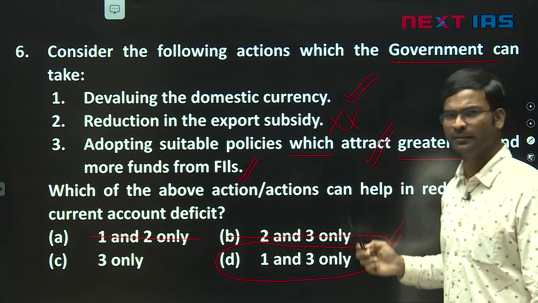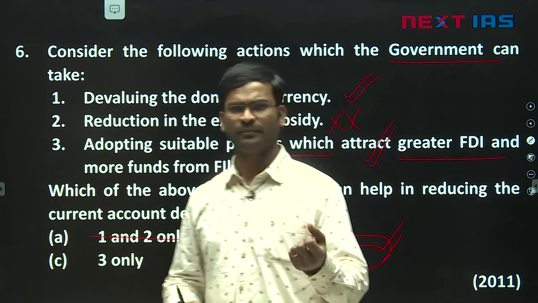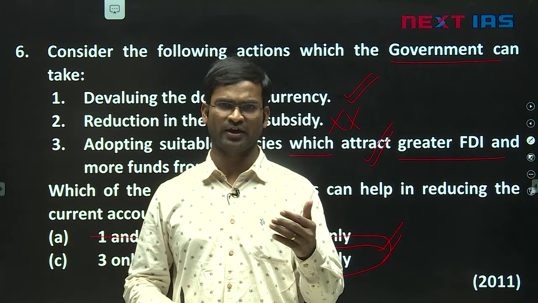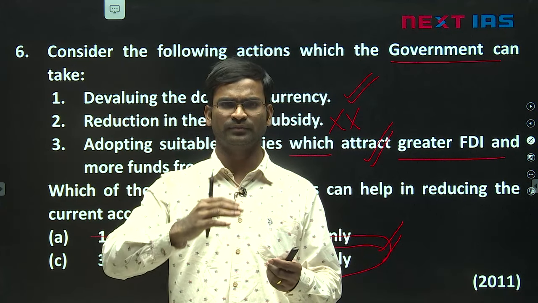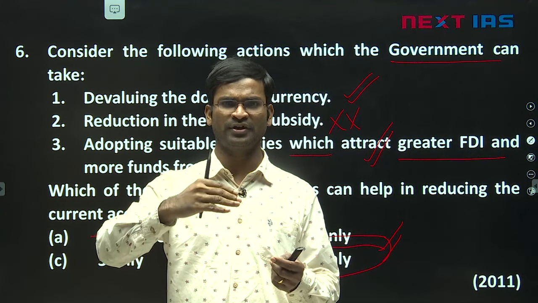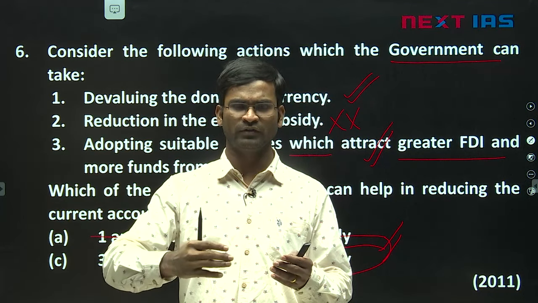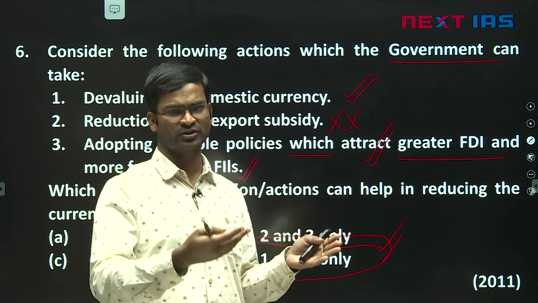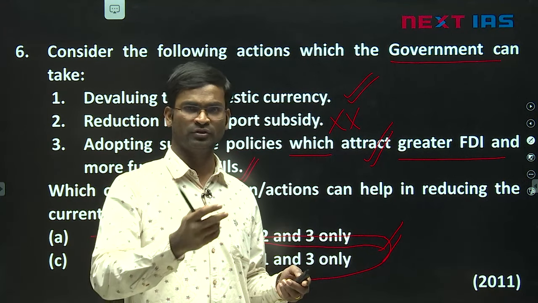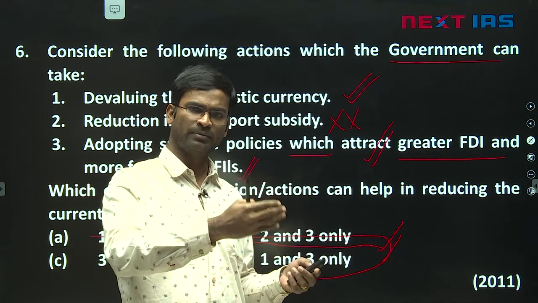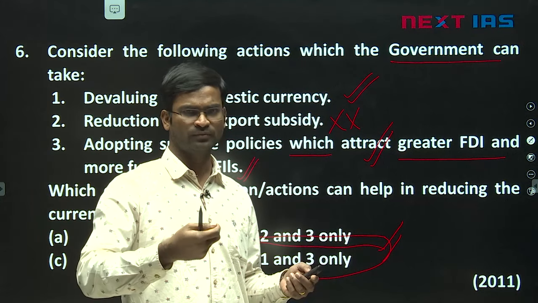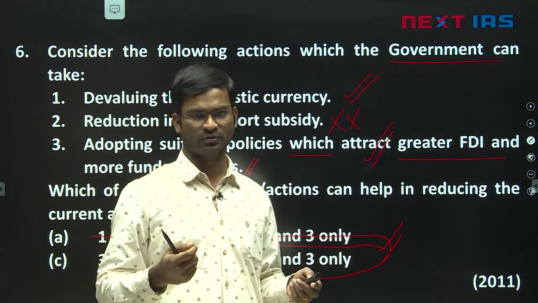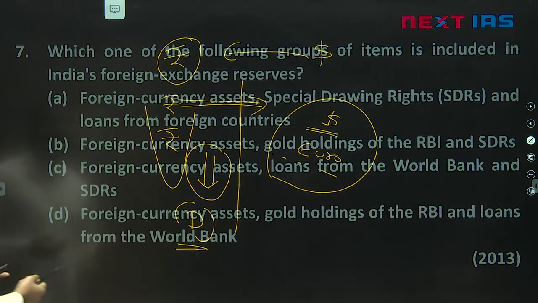What else can be done? Let's say NRI deposits are there. We can increase interest on NRI deposits, non-resident Indian deposits. When we increase the interest rates, more inflow will come, then there is a strengthening in our current account. Even though it is a part of capital account, capital account surplus can be used to solve the current account deficit. Okay. Next question.